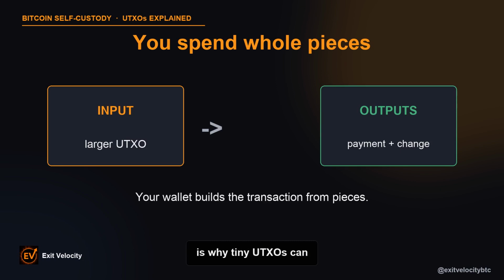That is why tiny UTXOs can become a problem. If you buy small amounts on an exchange every day and withdraw each tiny buy to cold storage, you may be building a wallet full of small pieces. That can feel disciplined. It can also create future fee pain. There is nothing wrong with dollar cost averaging.